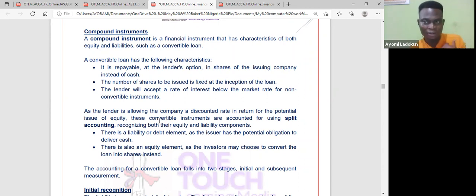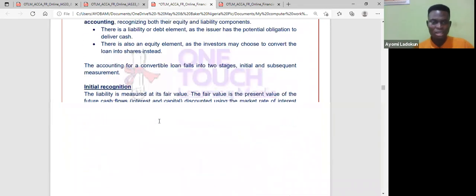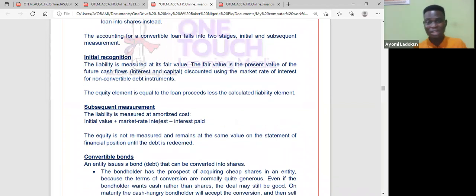Normally, if I take a loan, then I need to repay the loan. But if I have a convertible loan, that means I may decide not to take cash; I want to convert it to shares. So that's a compound instrument. I have an obligation to deliver cash, or the equity element is that the investor may choose to convert into shares. That is what we call compound instruments. Now you need to separate it in the accounts, the liability element and the equity element. On initial recognition, you measure at fair value.